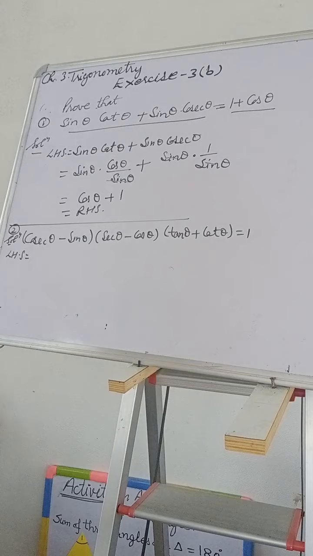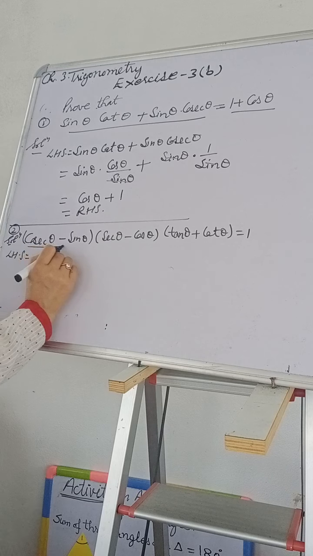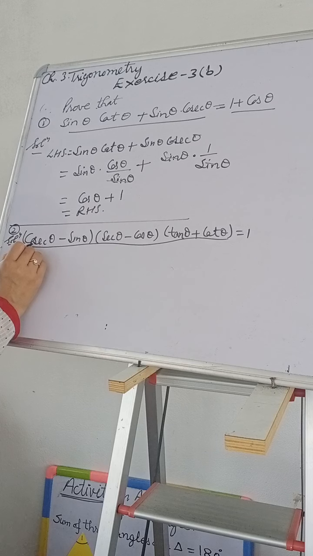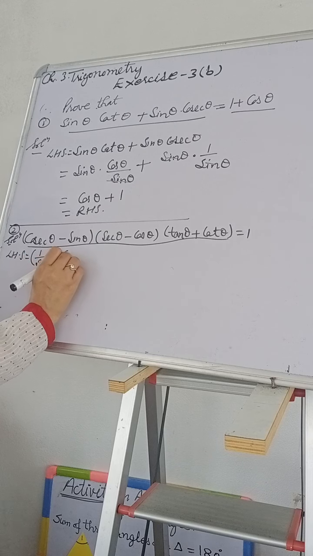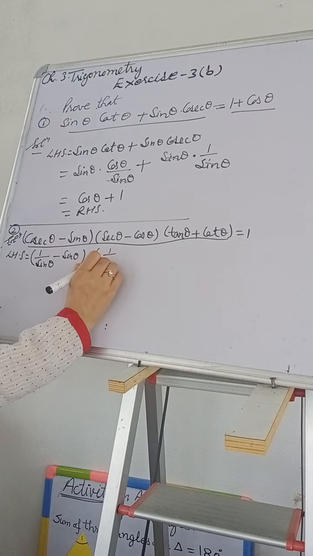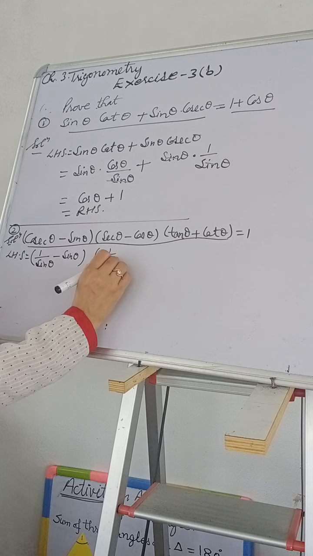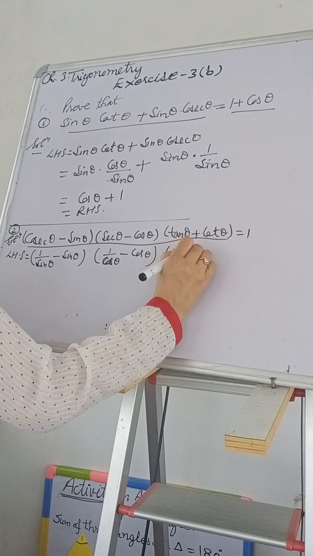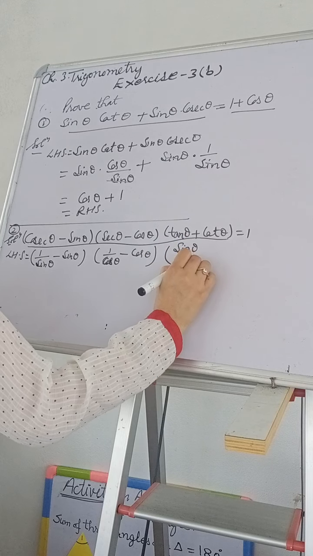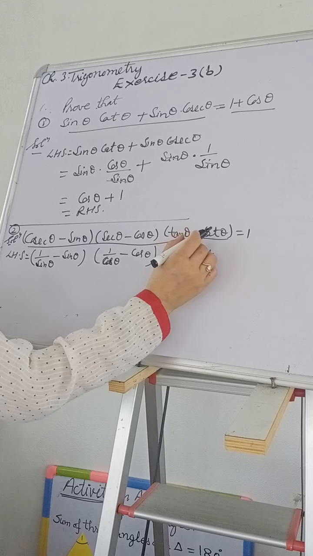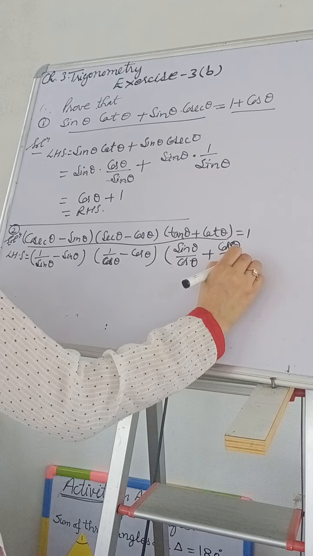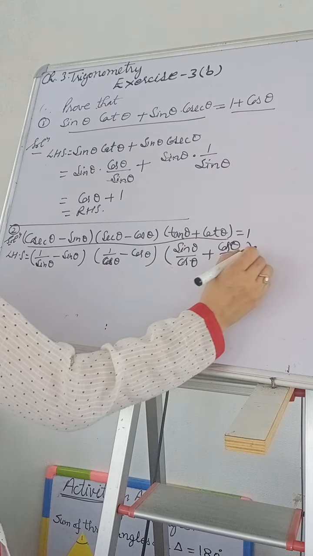Now the second question: we have to prove that this is equal to 1. I start with the left hand side. Cosecant theta can be written as 1 upon sin theta, the reciprocal of sin theta. Similarly, secant theta can be written as 1 upon cos theta, minus cos theta. Tan theta is sin theta upon cos theta. Now cot theta is the reciprocal of tan theta, so it should be cos theta upon sin theta.